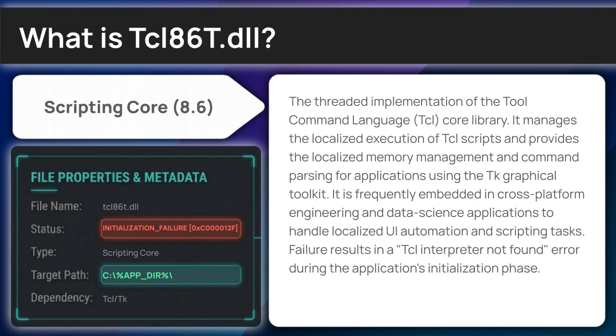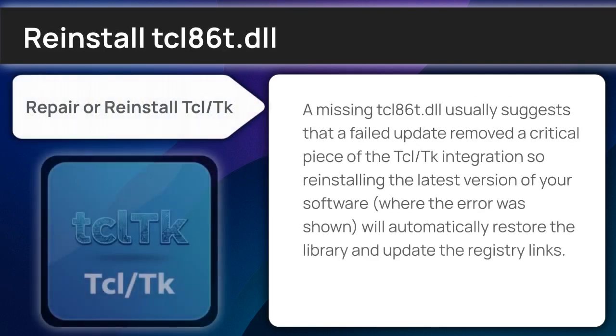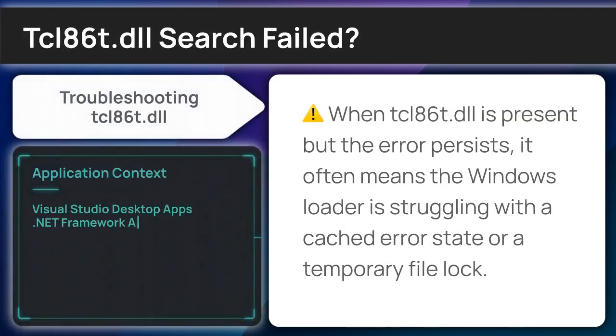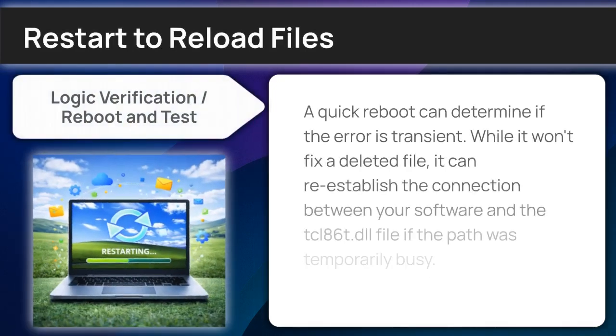With the explanation out of the way, let's refresh the affected files. A missing tcl86t library DLL usually suggests that a failed update removed a critical piece of the tcl/tk integration, so reinstalling the latest version of your software, where the error was shown, will automatically restore the library and update the registry links. If a standard reinstallation doesn't restore the library, we need to verify if the system environment is properly recognizing the new components. Performing a restart can determine if the error is just a transient environment glitch. A reboot refreshes your system's path variables and can sometimes reestablish a broken link to the tcl86t library file.